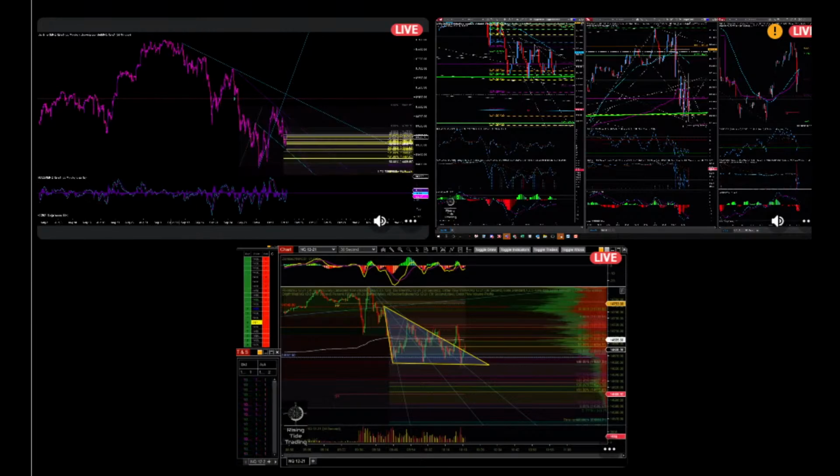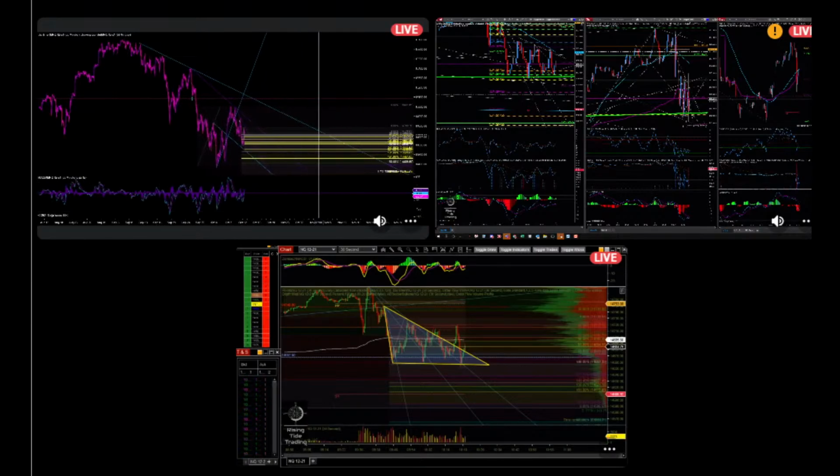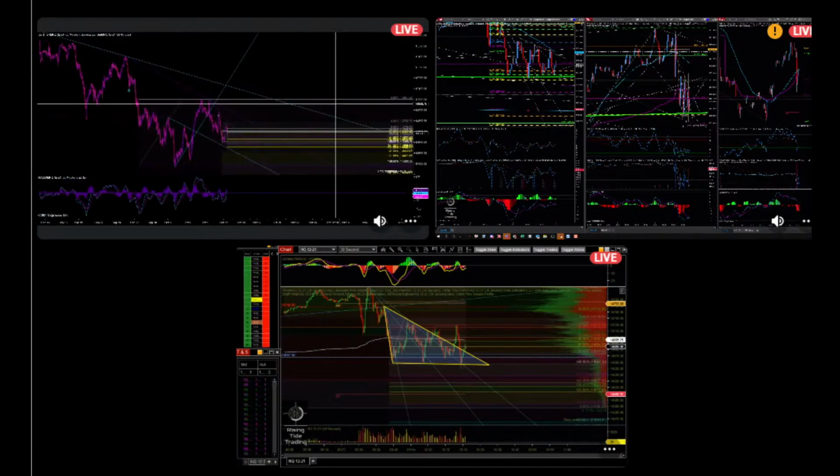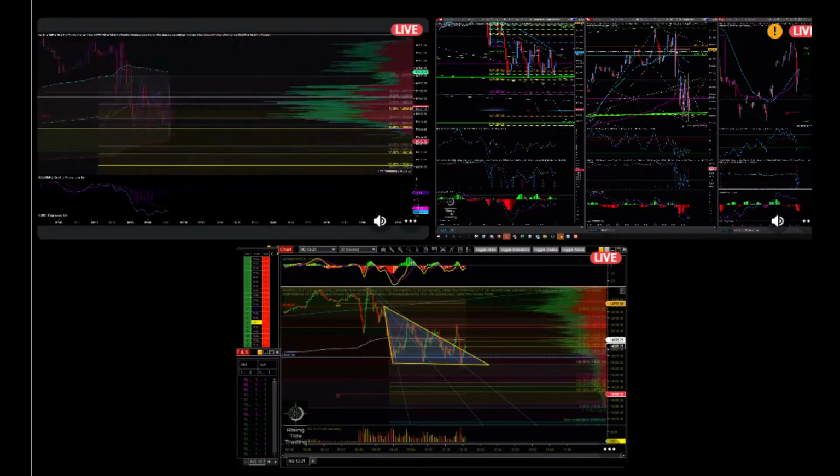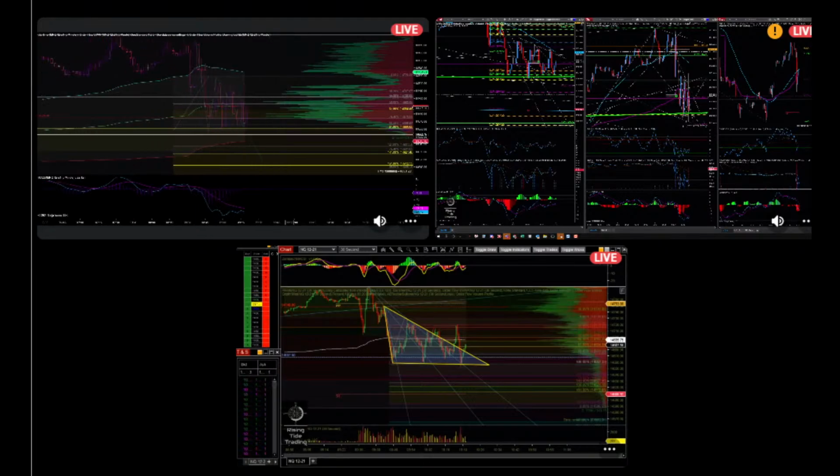Retest the triangle. At this point, Lou, would this be kind of like a rectangular range? Three touches on top, three touches on the bottom. Could be, man.